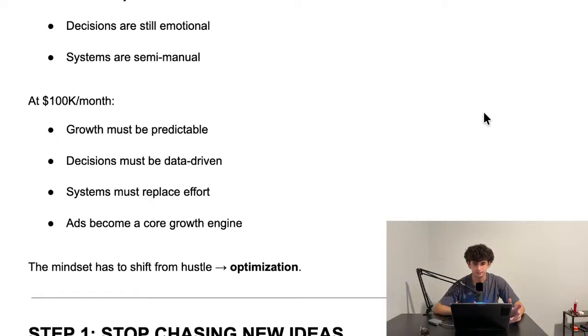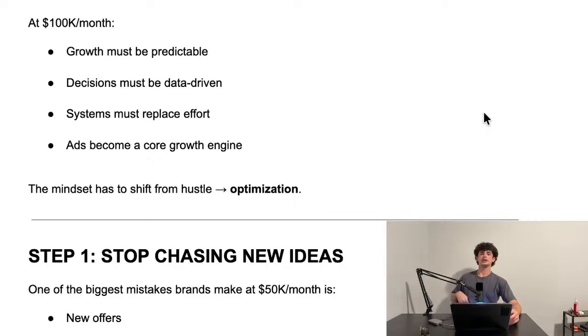So to get to 100K per month, your growth needs to be very predictable. You need to have very good decisions. You need to have delegated systems, so people doing things for you. You're only working on the main parts of scaling the business, right? And then ads are just another way of having growth. Like I said, there are so many, every single way of lead gen works perfectly fine, okay?